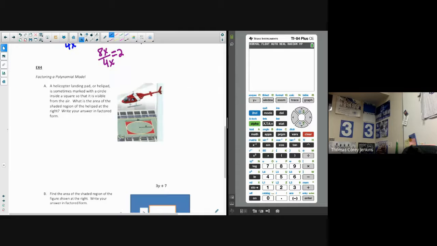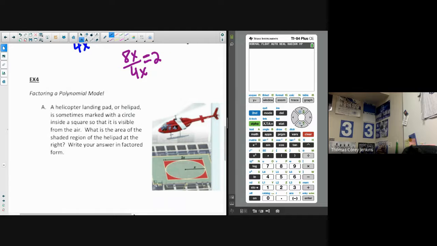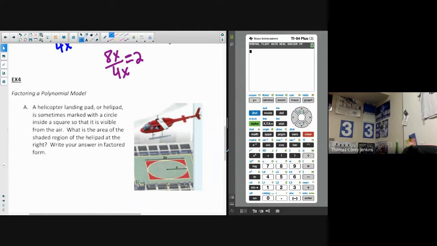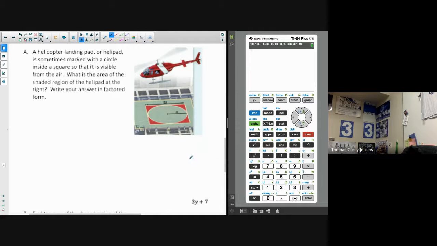All right, moving on to example 4, one of our word problems. It says a helicopter landing pad. Let me make this maybe a size bigger if it'll fit. And we'll start again there. All right, so example 4 on your notes.